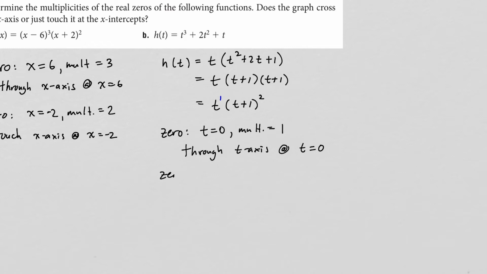The other 0 for this polynomial is t equals -1, which comes from this factor. And that multiplicity is equal to 2, which is even. And again, anytime you have an even multiplicity, that means the graph will touch the t-axis at that point, at t equals -1.